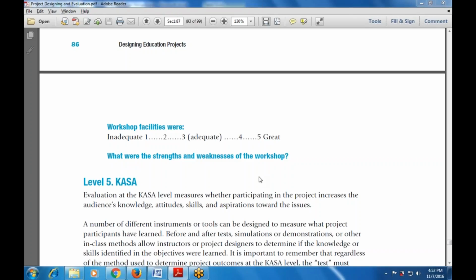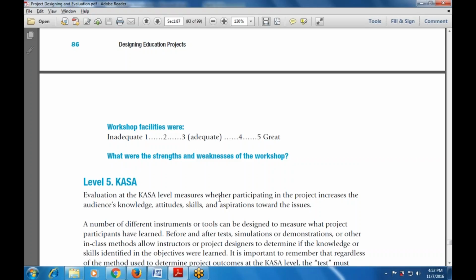All right everyone, next is level number 5, that is KASA. Whenever we use evaluation at the KASA level, it measures whether participating in the project increases the audience's knowledge, attitudes, skills and aspiration towards the issue. What is the audience knowledge that will be increased, what is the attitude, what is the skill, what is the aspiration towards the issue?